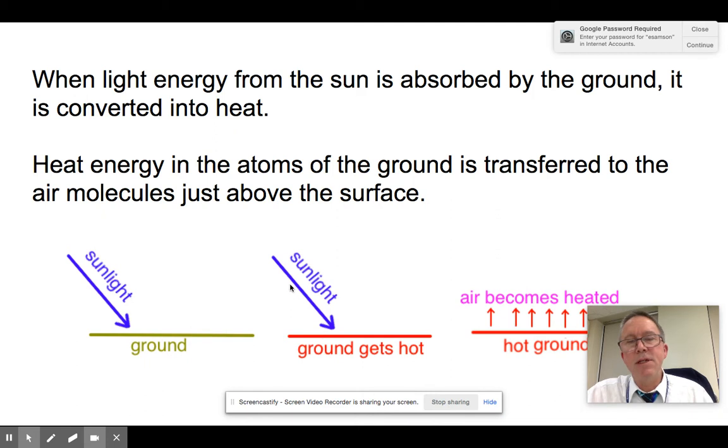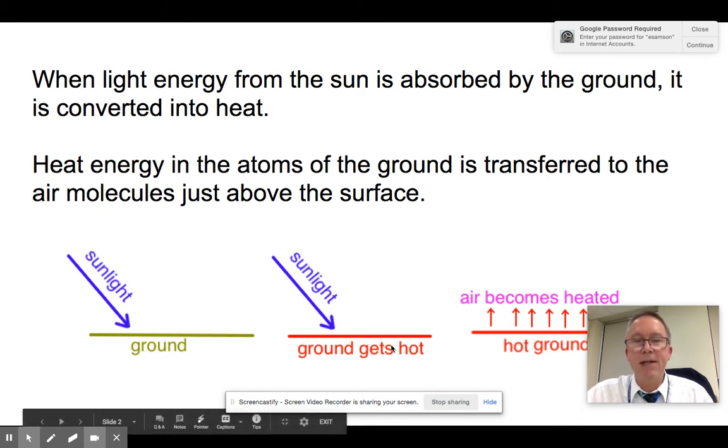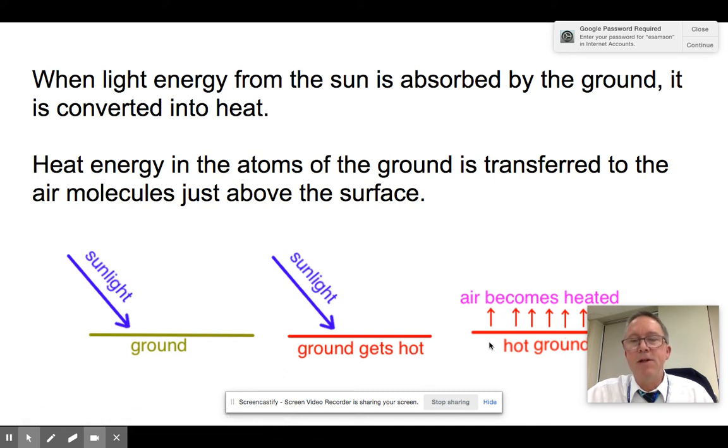So what happens is sunlight delivers energy to the ground, causing the ground to gain heat. Now, the ground then transfers that heat energy to the air immediately next to it in a process called conduction. So conduction is just the flow of heat from where it's warmer to where it's colder. So the air that's immediately next to the ground gets hot.